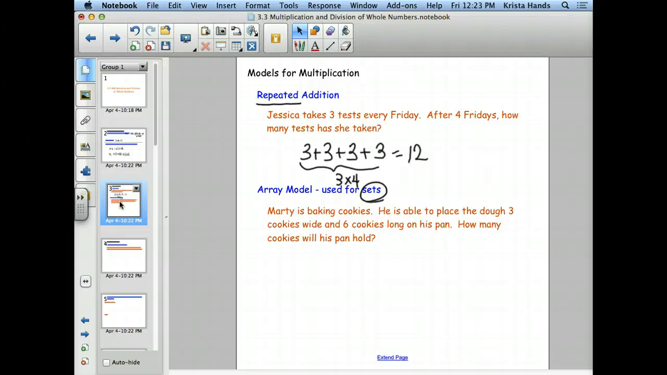Okay, so sets, if you'll remember, are objects where we count the whole object. So it wouldn't make sense to talk about half a cookie in this case. We don't do it that way. So these are physical objects when we're doing an array. So if we're drawing a picture that represents what's going on, I'm supposed to have it 3 cookies wide.